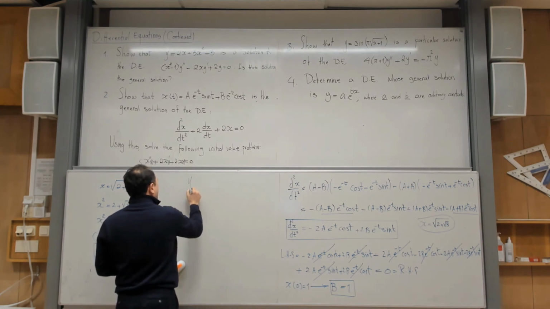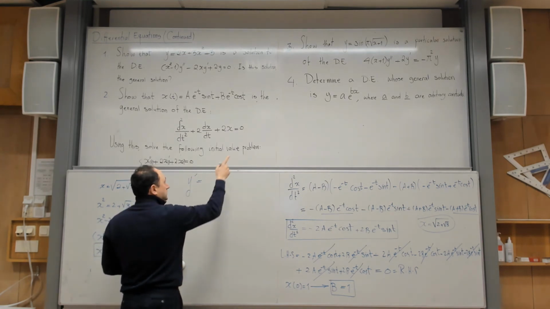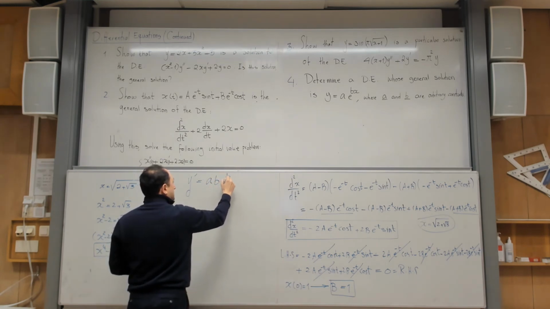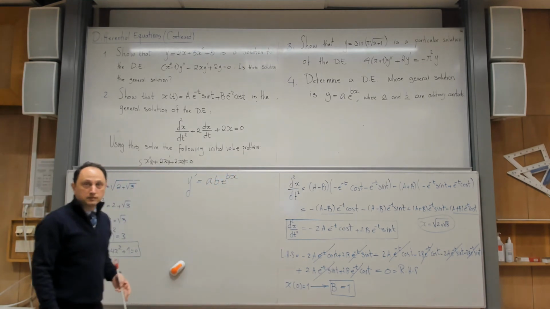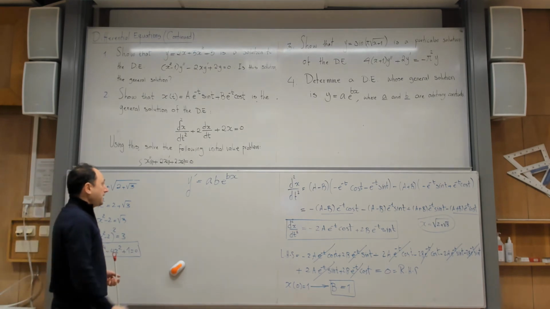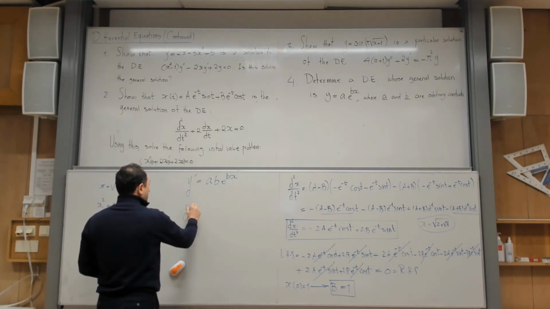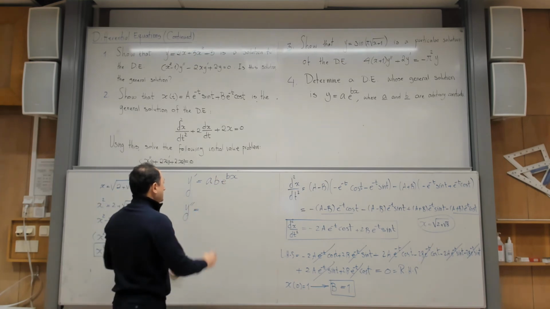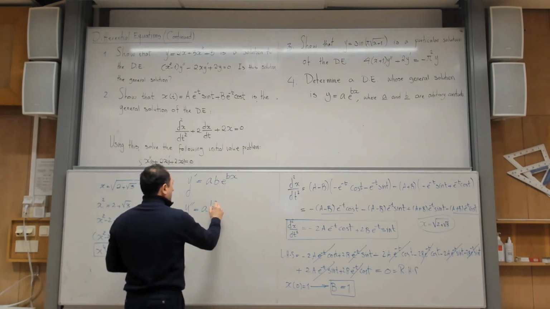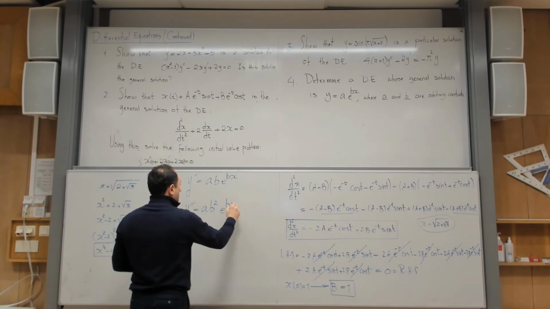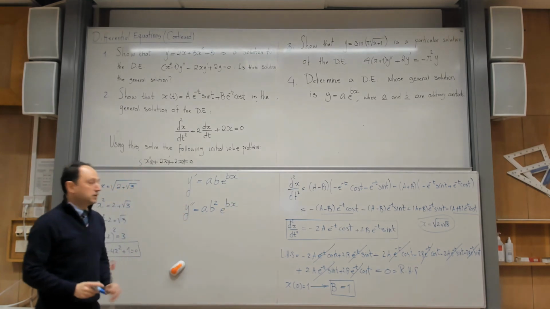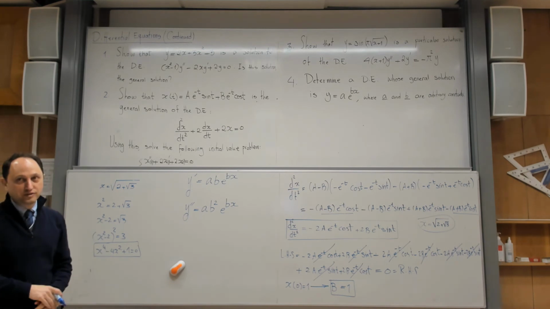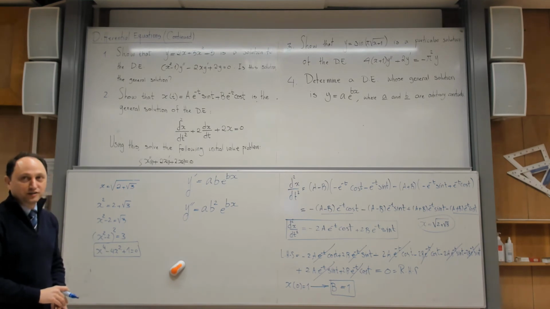So I take the derivative. What happens? It becomes A, b goes down, and the function repeats itself. Yes? That's it. And then I take another derivative. What happens? Another b goes down, so it becomes A b squared e to the power of bx. First derivative, second derivative. So you were very close. Can you solve it yourself now?